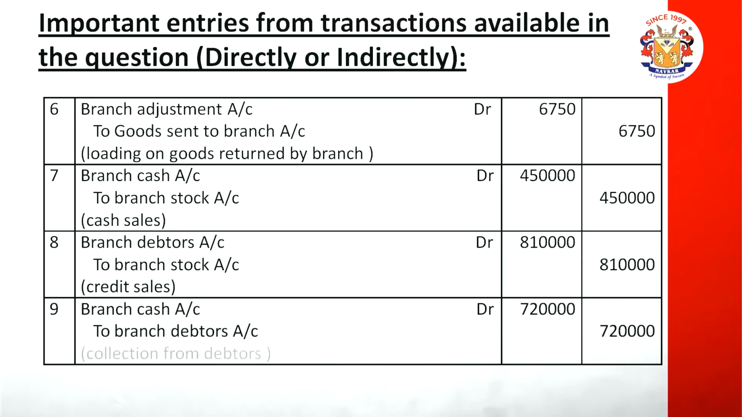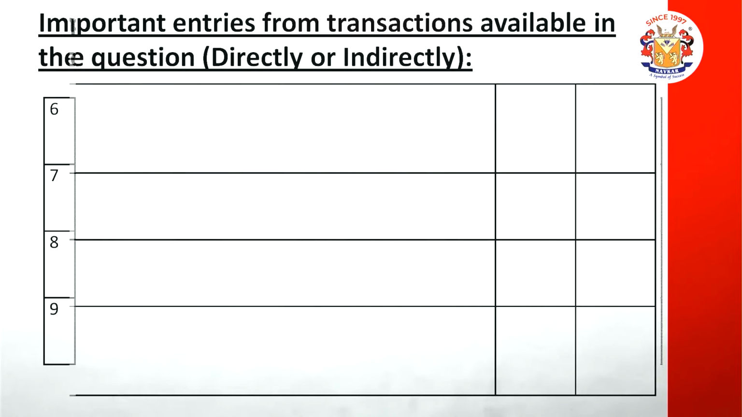Next one, collection from debtors. Due to collection from debtors, branch cash will increase and branch debtors will reduce. So journal entry will be branch cash account debit 7,20,000 to branch debtors account 7,20,000. Branch cash to branch debtors 7,20,000.